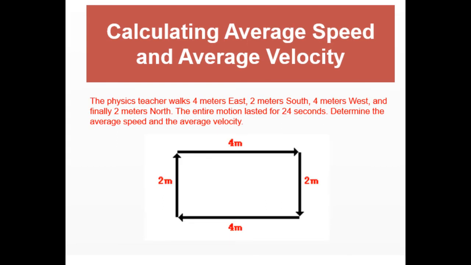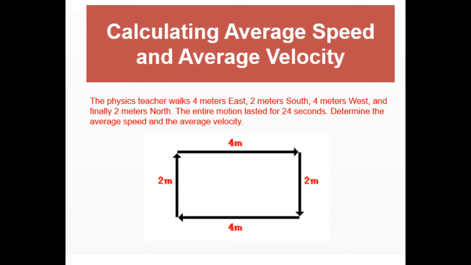Now let's consider the motion of the previous example. The teacher walks 4 meters east, 2 meters south, 4 meters west, and finally 2 meters north. The entire motion lasted for 24 seconds. So let's determine the speed and the velocity.